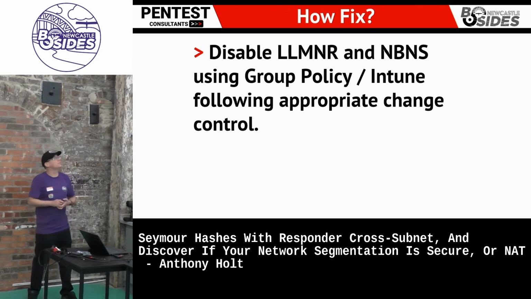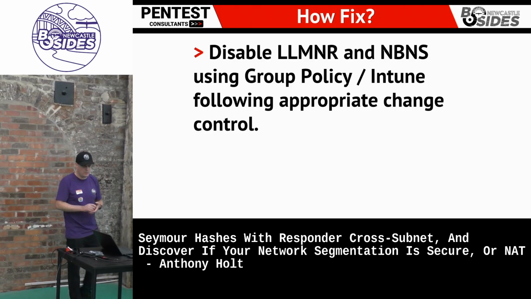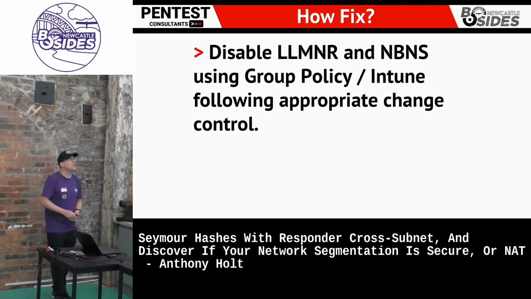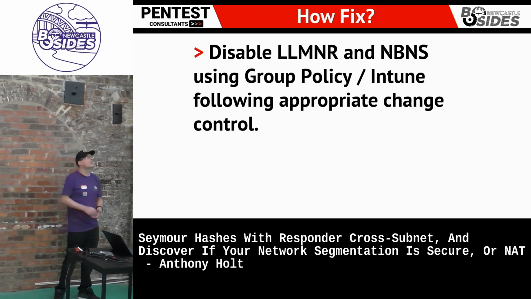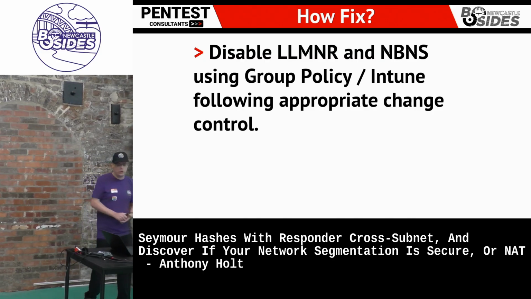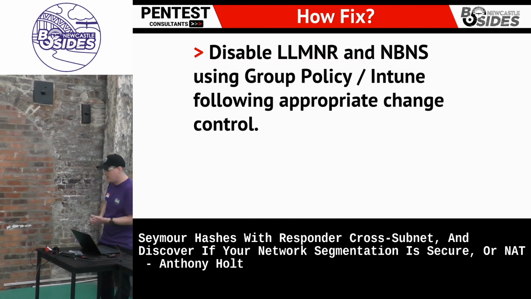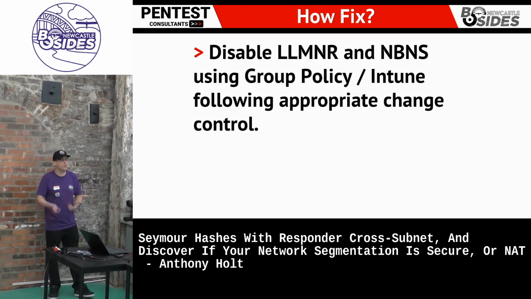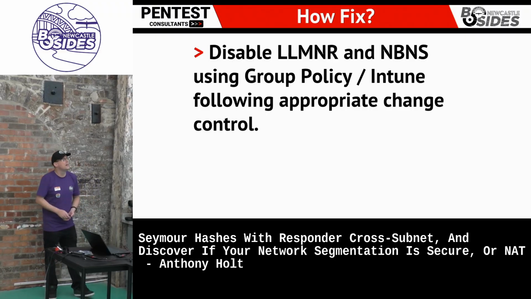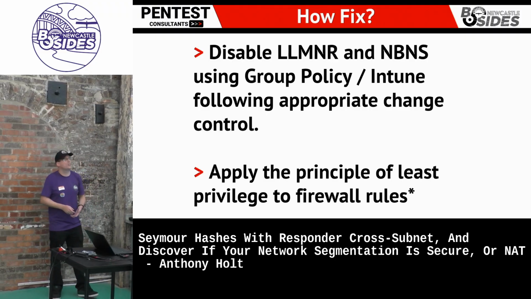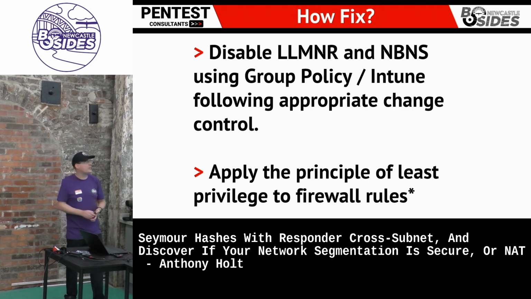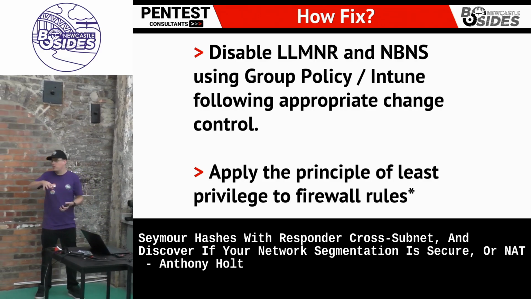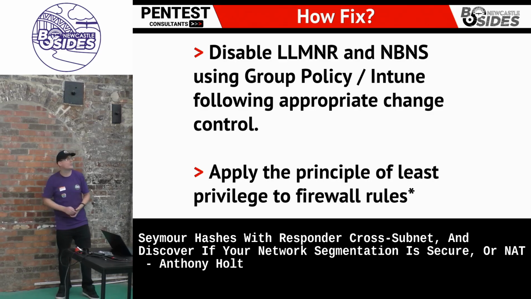So how do we fix it? Well, a lot of the industry's been messaging for a long time saying that you need to disable broadcast name resolution protocols, things like Link-Local Multicast Name Resolution and NetBIOS name resolution. You can push these changes through PowerShell and group policy. More recently, a lot of people are onboarding with Intune. You can potentially create Intune policies to push a PowerShell script that will do this for you. But yeah, turn it off, basically. And apply the principle of least privilege to your firewall rules. So if your users aren't needing to send UDP 137 between networks, don't allow that to happen, effectively.